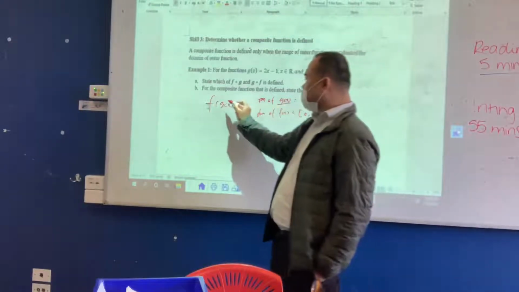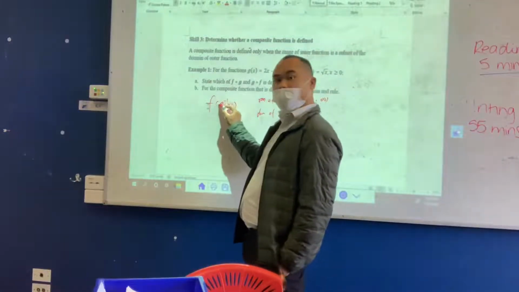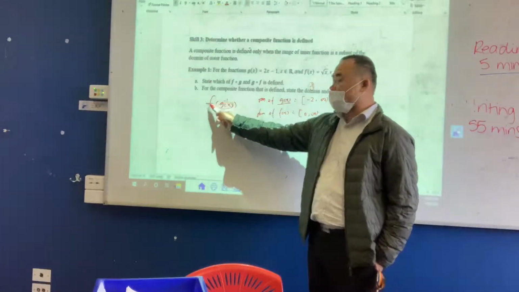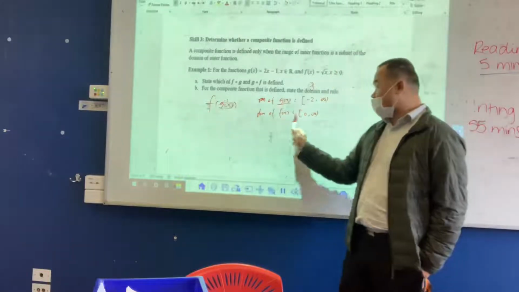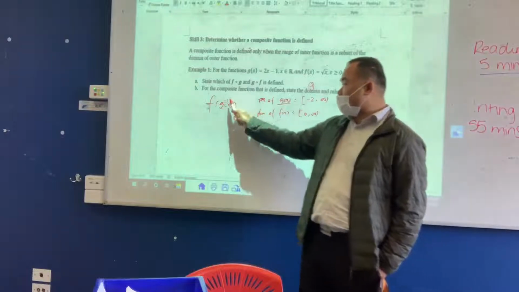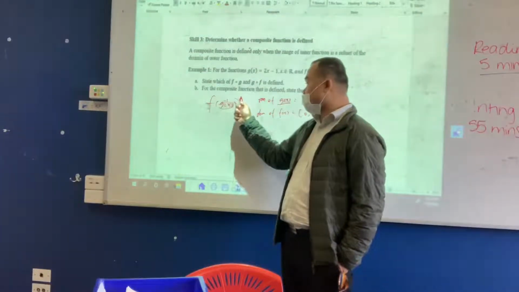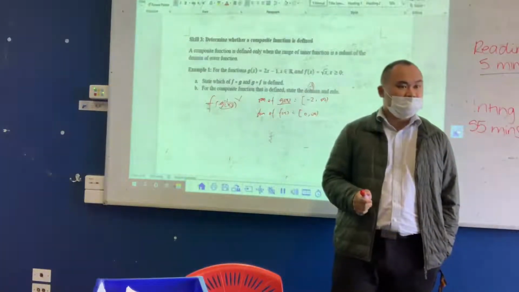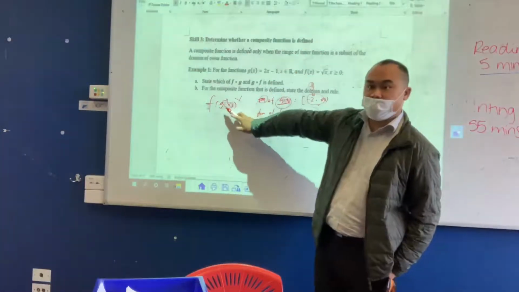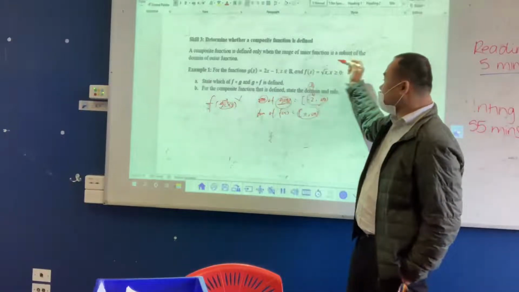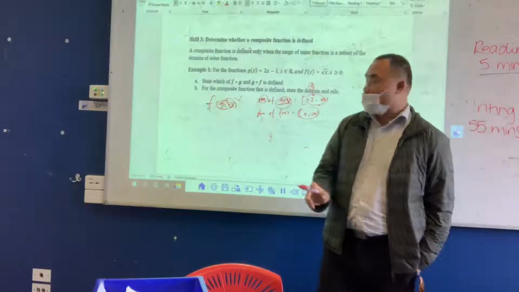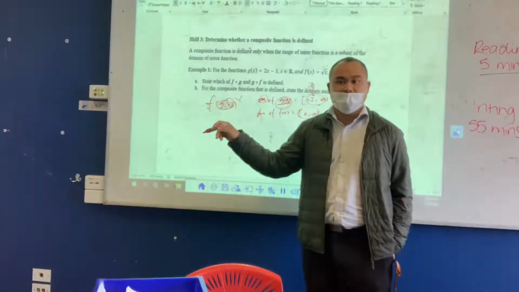And then you sub -1 into here, right? Because g(x) can be -1, which means this can be -1. And then you put -1 here, because we know the domain for f is only from 0 to infinity. What does that mean? It means if I put -1 here, it should be undefined. So if you want a composite function to be defined, then the range of the inner function must be a subset of the domain of the outer function.